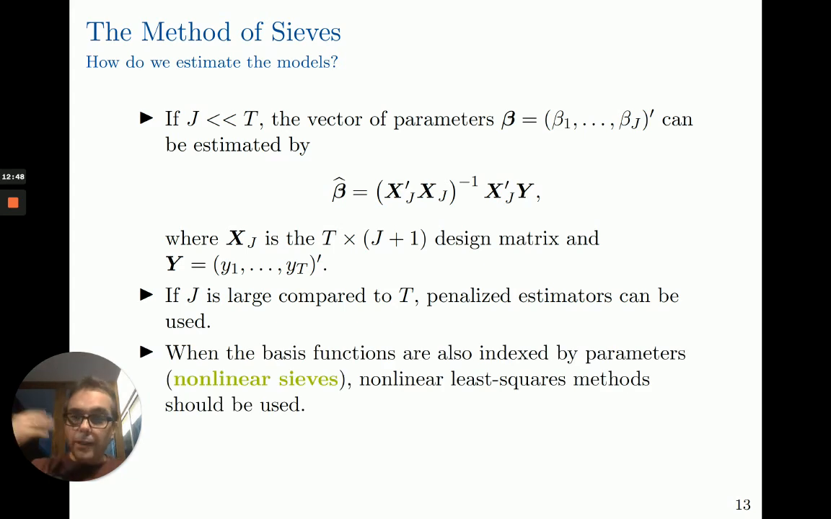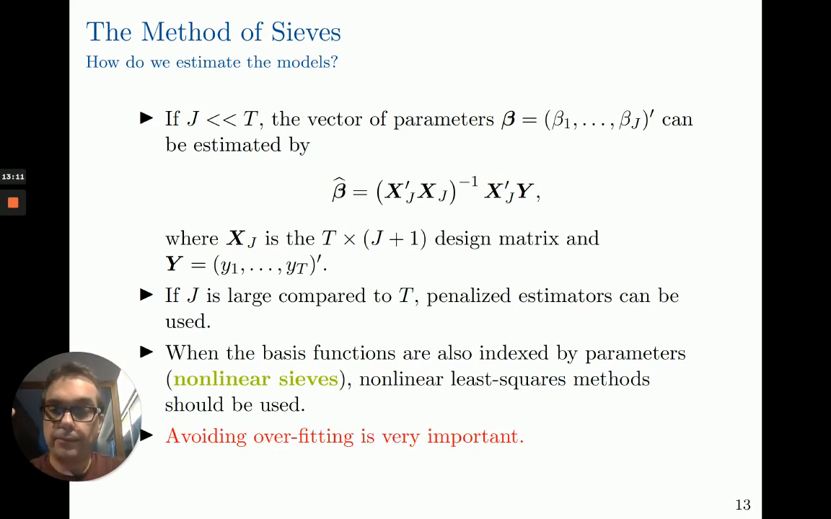When the basis functions are also indexed by parameters, then we have what we call the nonlinear sieves. And then the nonlinear least squares method should be used. This method is more complicated. Examples are regression trees, neural networks, deep neural networks, things that we are going to study in the upcoming lectures. And of course, when we move to nonlinearity, overfitting is an issue. We have to avoid overfitting, so we should be very, very careful when we are specifying these methods.